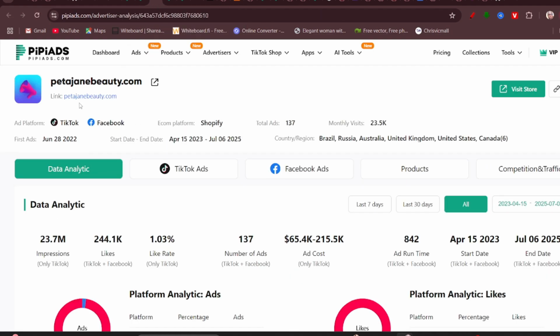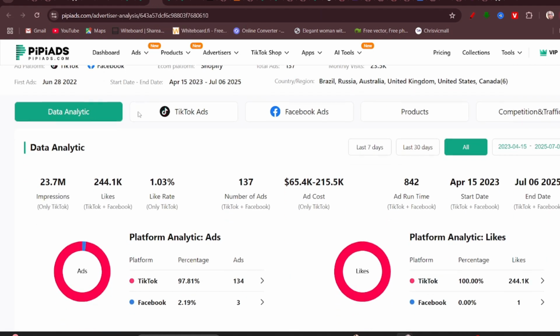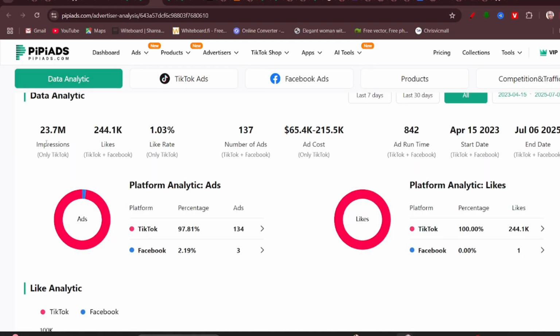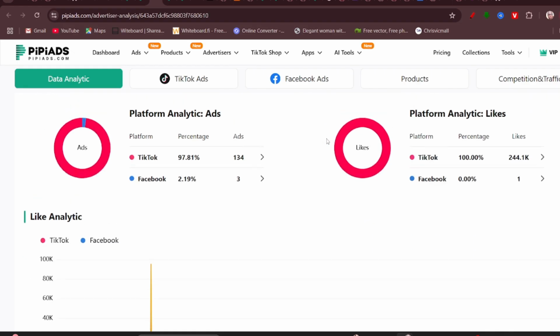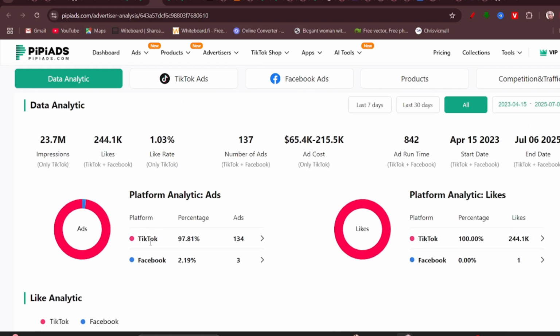This business here, bettergenbeauty.com. See how many impressions they have. They have 23 million impressions, and their ad cost is 65,000 to 215,000. All right, and they are more on the TikTok side of things and less of Facebook.